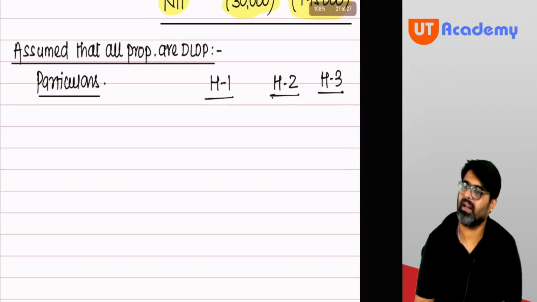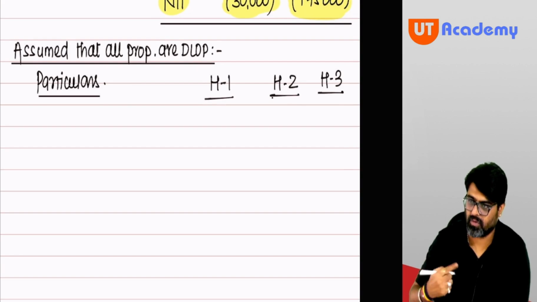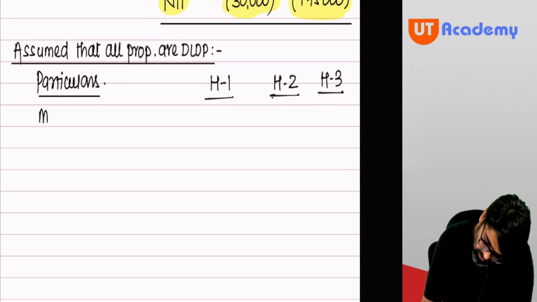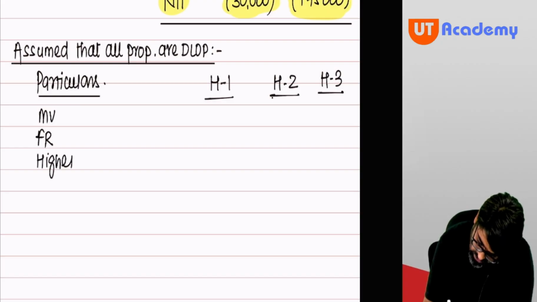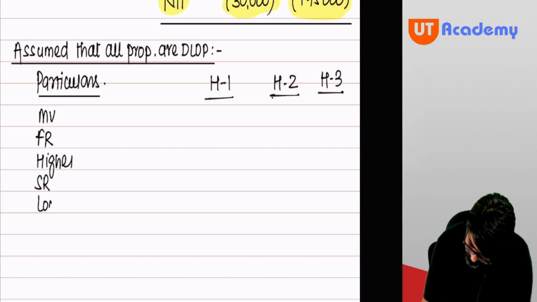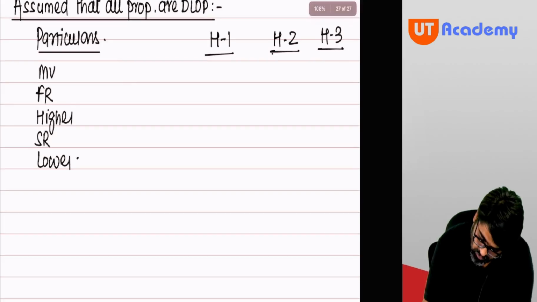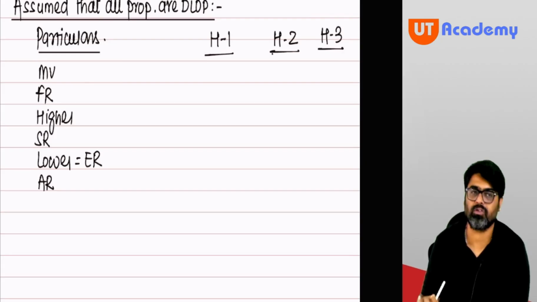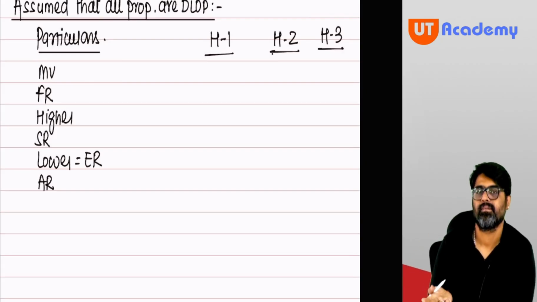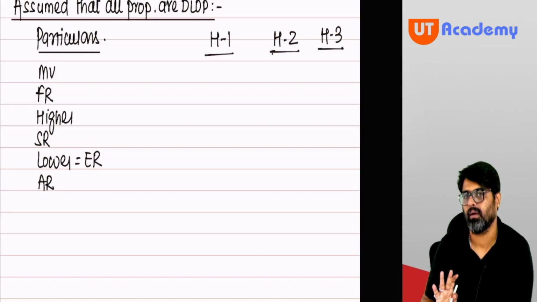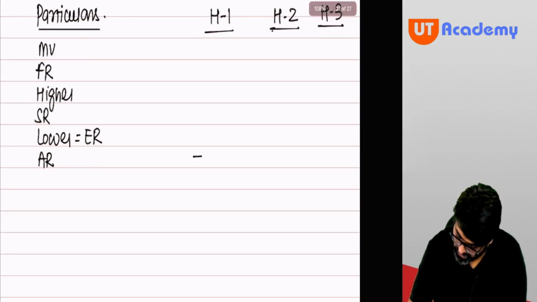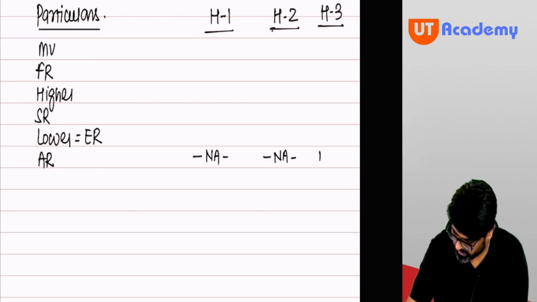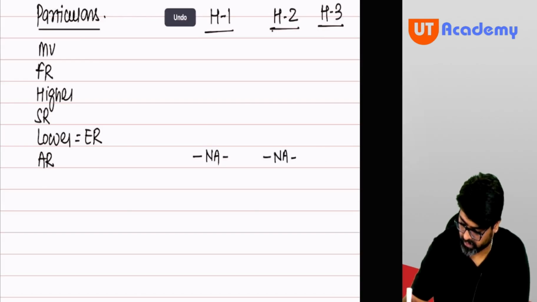Now I will directly start with GAV. For GAV, I will have to calculate by taking the municipal value, compare with fair rent, higher amount will be there. I will compare it with standard rent, lower amount will be expected rent, yes or no? And I will compare it with actual rent. Since the property is DLOP, actual rent will be there or will not be there? Will not be there. Very good. So right now only I will write down not applicable, so that I don't forget it. Okay.